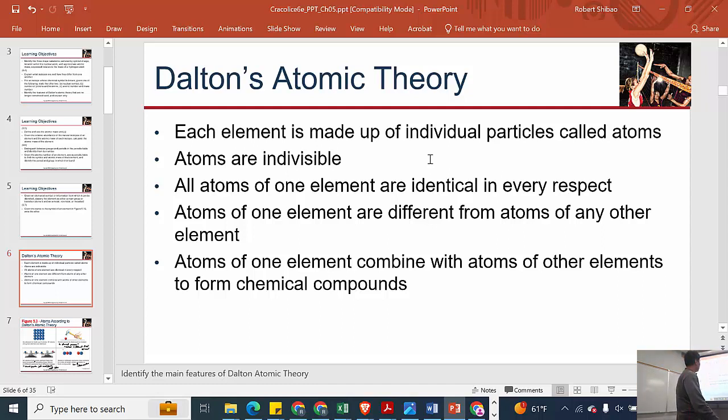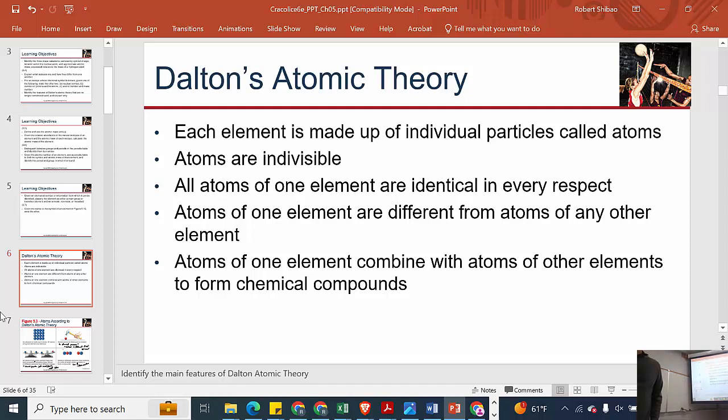Anyway, going back to this, each element is made up of individual particles called atoms. That's fine. Atoms are indivisible. Yeah, when they tried to smash them in an atom smasher, it didn't work. All atoms of one element are identical in every respect. Well, this turned out to be incorrect. But when something turns out to be incorrect, what wins, fact or theory? Facts win. So what had to happen was either the theory has to be abandoned or has to be modified. In this case, the theory wasn't abandoned because those are correct. What happened in this case was the theory was modified. It turns out all atoms of an element aren't identical.